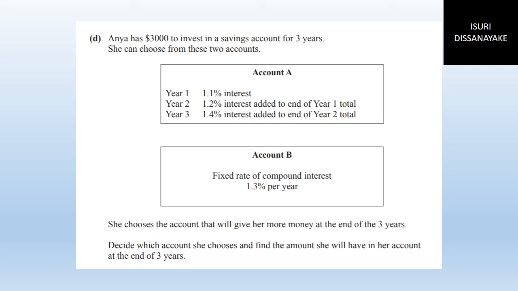She chooses the account that will give her more money at the end of the 3 years. Decide which account she chooses and find the amount she will have in her account at the end of 3 years. So before I discuss this question, I prefer you try how to work out the question. I will help you. For account A, it is not simple interest. It is just percentages that you have to calculate separately for each year. But for account B, it is the compound interest formula you have to use for a period of 3 years.